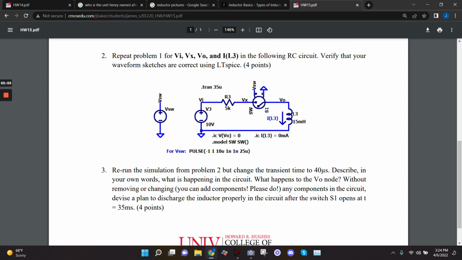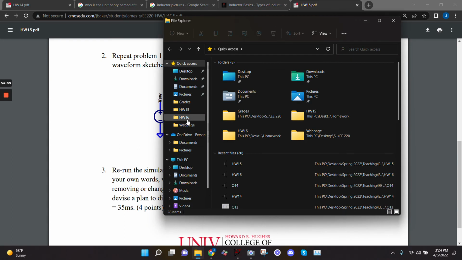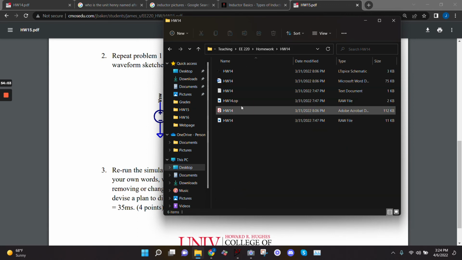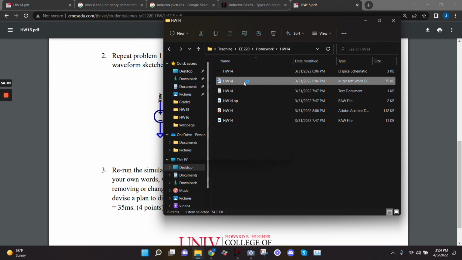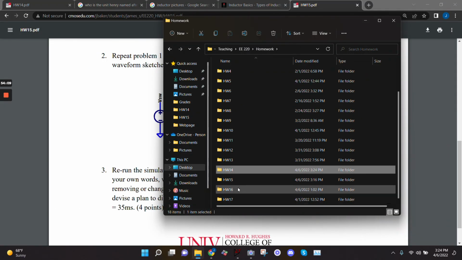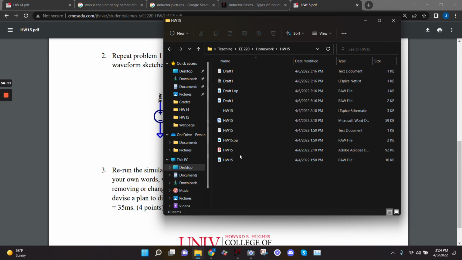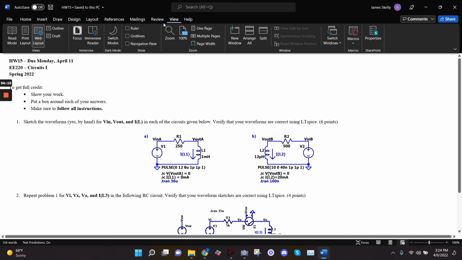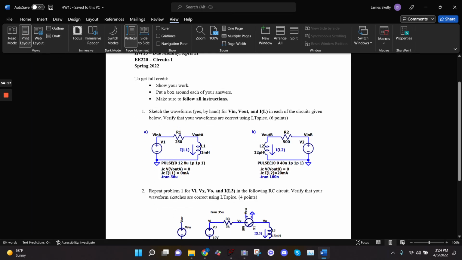Why don't you just throw in a line that says show solve schematic or something? Do I have to? You don't have to. Oh, it's homework 15. I'm just saying. All right, I guess I'm going to do it. Just saying. But then what if somebody already started it? That's true.